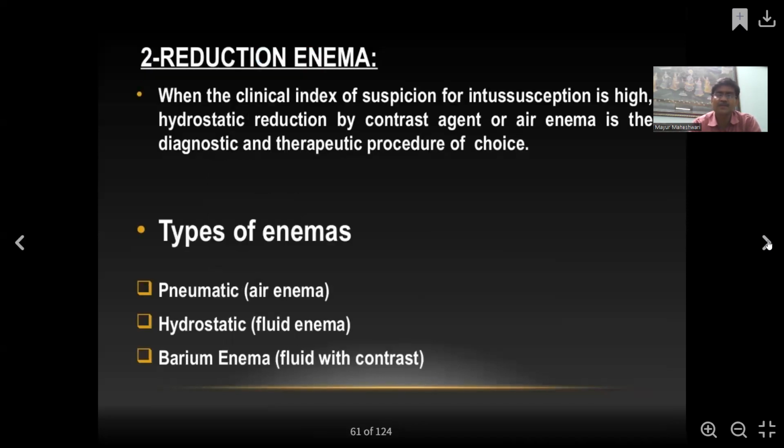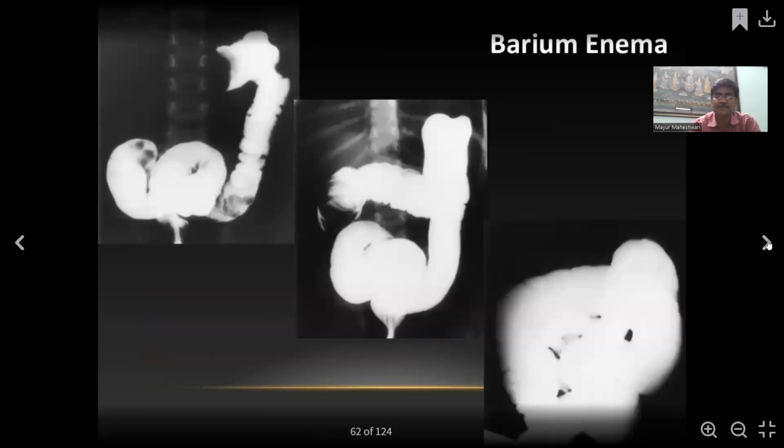Then in early stages, we can try enemas, per rectal enemas. When it is an initial stage, you can try a hydrostatic reduction by air enema or contrast enema. More importantly, more commonly and more safe is warm saline. Even if there is a perforation, there will be less chance of complication. Now, types of enemas are, as already said, pneumatic, that is we use air, hydrostatic reduction, that is the fluid enema, and the barium enema, that is a fluid with a contrast.